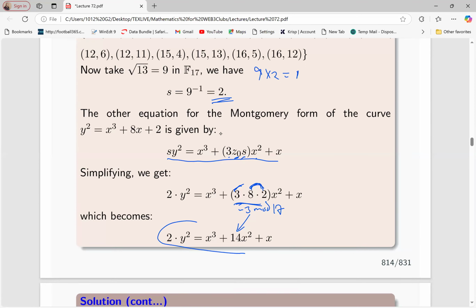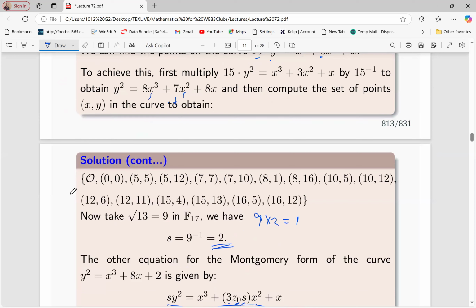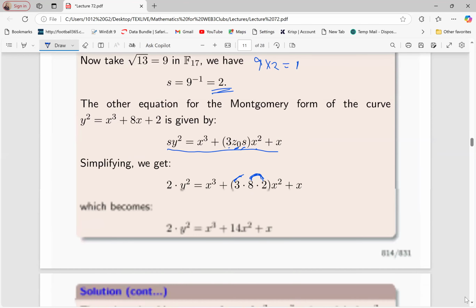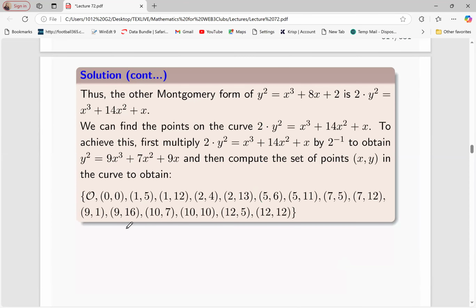So this is the Montgomery equation. And if you want, again, you can get the points of this. They're not the same points as the ones you've gotten here. They're different, because we have 2 different Montgomery equations. You can see the points are here. They're different. Now, I want to just again pick one example, show you how to convert the short Weierstrass to Montgomery.